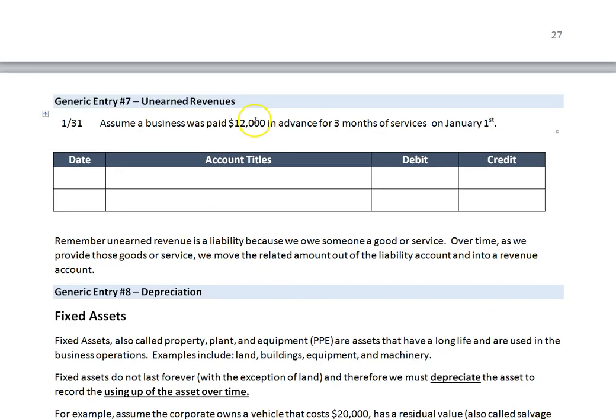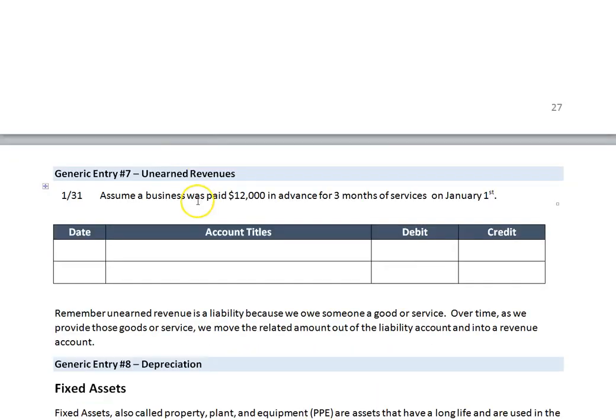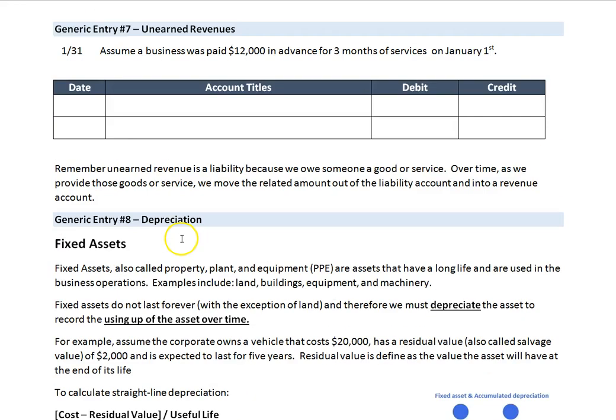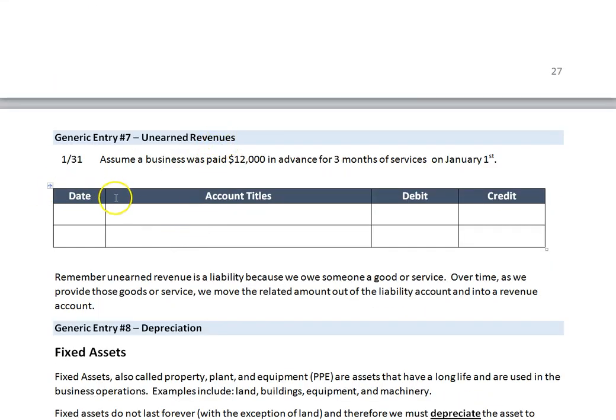All right, the next type, we got two more different types here. That's the third one. This will be the fourth one. This depreciation will be the fifth. So there's 5 different types of adjusted entries.